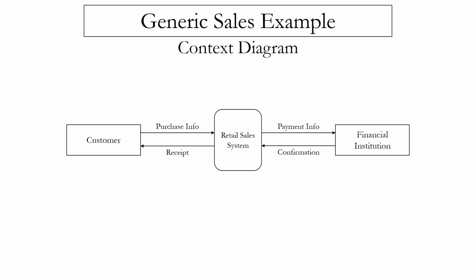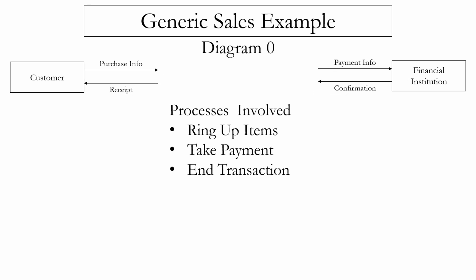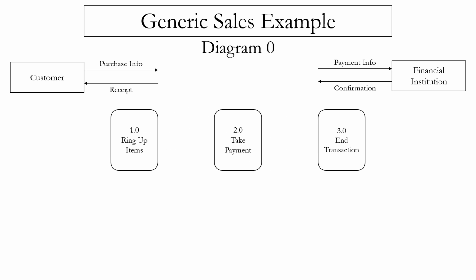When coming up with your diagram 0, it helps to lay out the different processes involved in the system. In this case, it's pretty straightforward. A customer presents the items they want to buy, they provide payment information, and they get a receipt. Remember that each of these steps should be action-oriented. There are things that happen within the system as a result of some input. Now, put yourself in this situation and think about what kind of data flows between each entity.